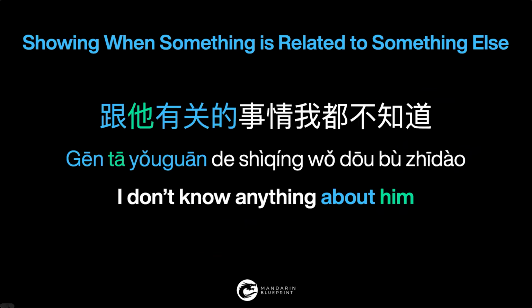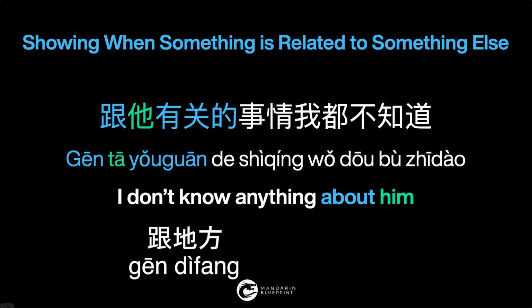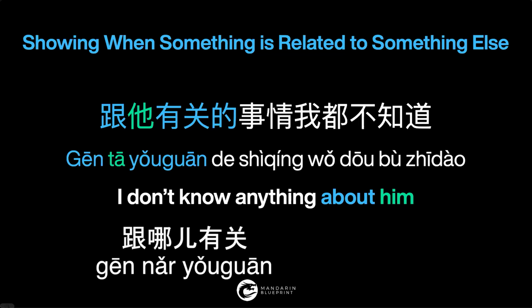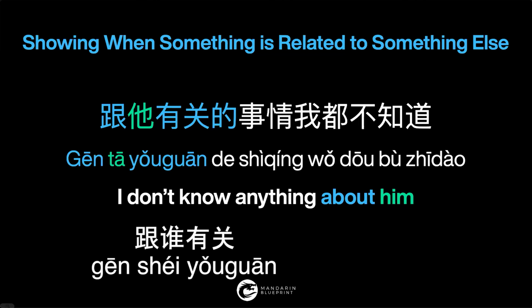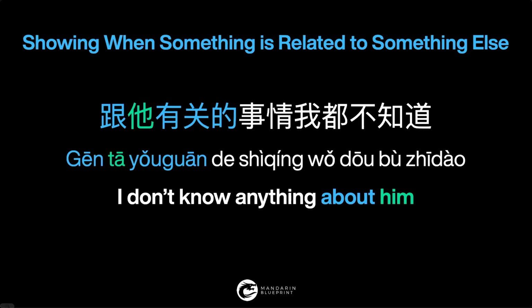跟他有关的事情我都不知道。跟他有关的事情. Right? So 有关的事情, and by saying 跟他有关的事情, we're saying any of the things, the 事情, that relate to him, I don't know anything about. And so you take that pattern of 跟谁 or 跟哪儿有关, all of those things, you put them together and you say, all right, if they're related, then I comment about it.